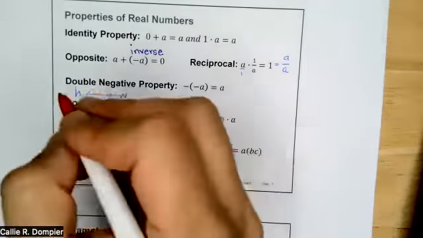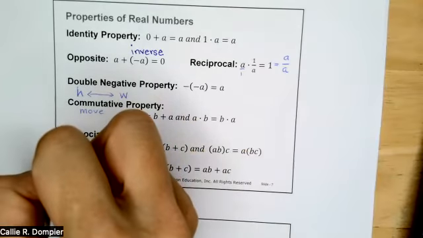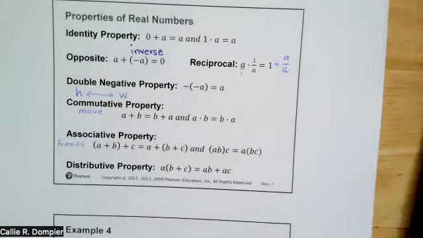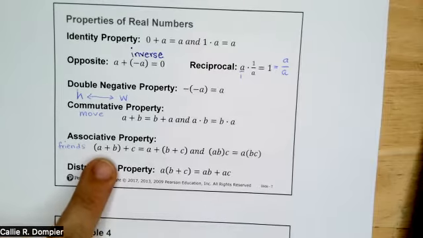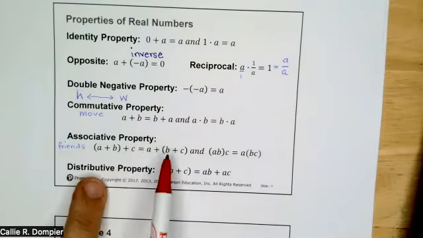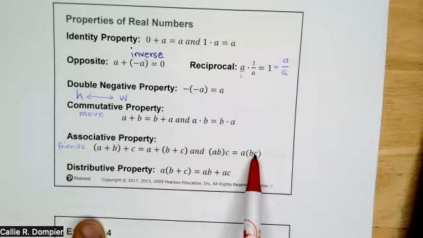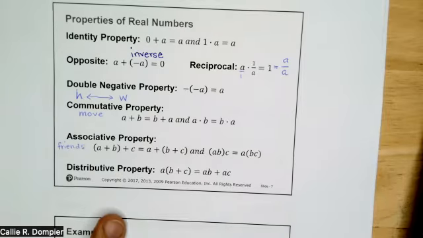Associative, your associates are like your friends or who you're close to, right? I have close associates, I have work associates, I have more distant associates. So here, A is associating with B first, but it is the same as B associating with C first and then A, okay? So you're just changing the order by adding parentheses. Good.